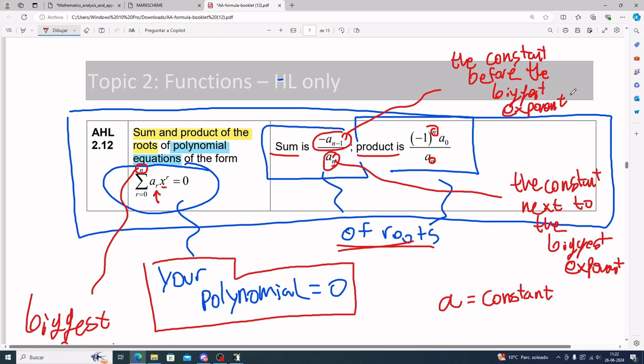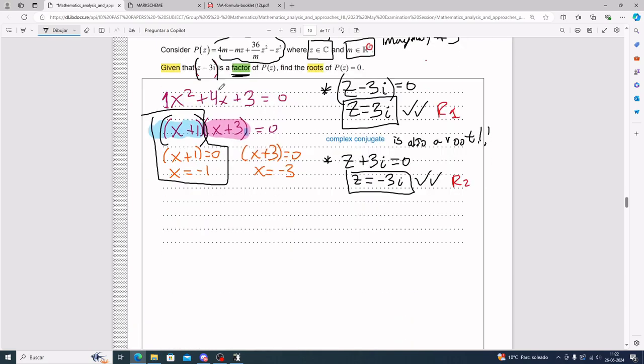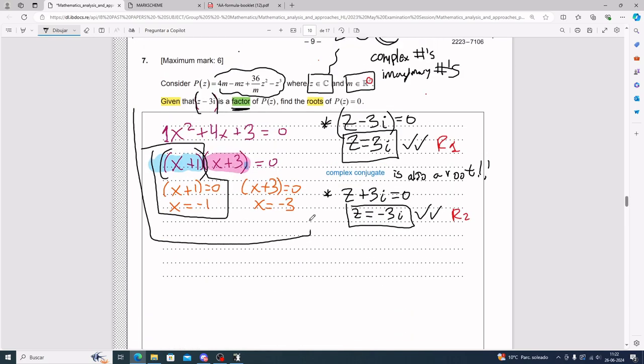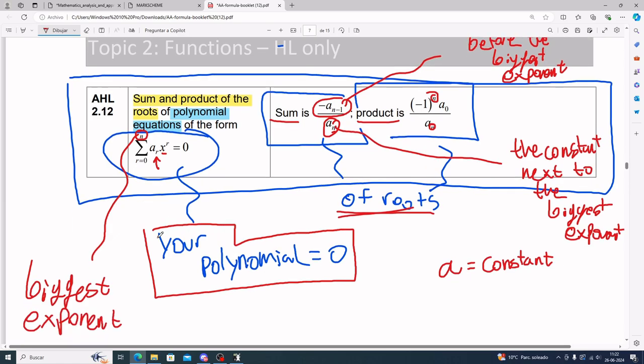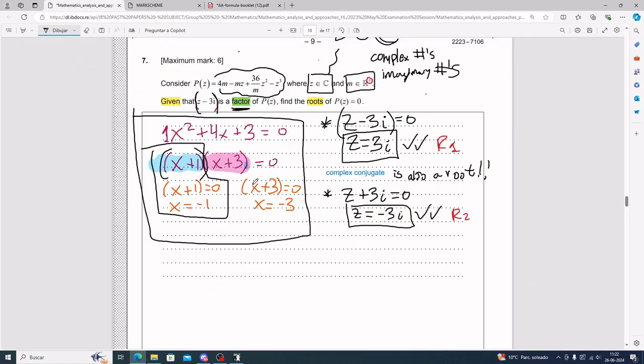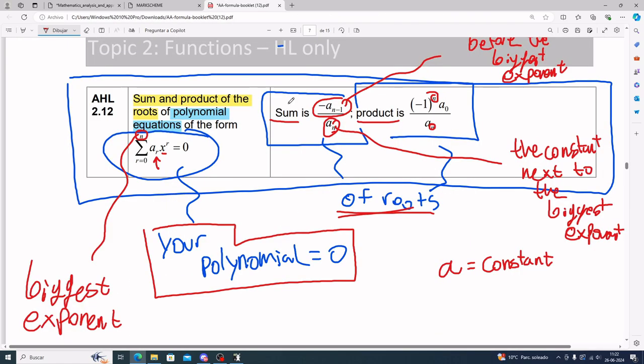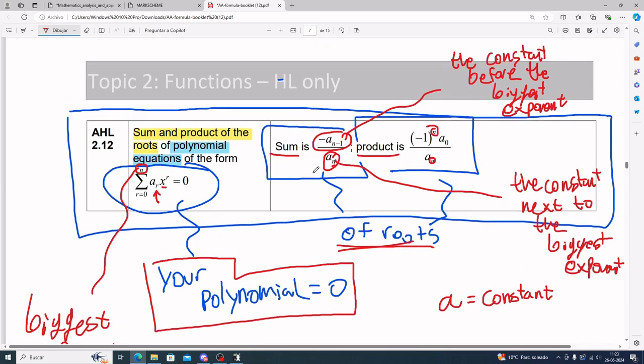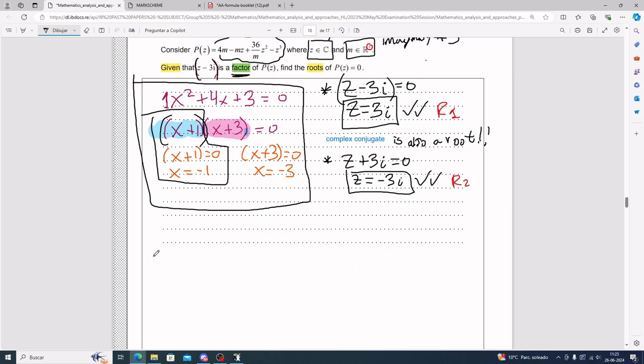So basically, if I apply that over here in this exercise, see? Notice, when your polynomial equals 0, you have an equation that is telling you that the sum of your roots is going to equal the constant before the biggest exponent, which is what is on my numerator, divided by the constant next to the biggest exponent. Okay, so the sum of roots, we really need to understand this formula before we apply it to the big exercise.